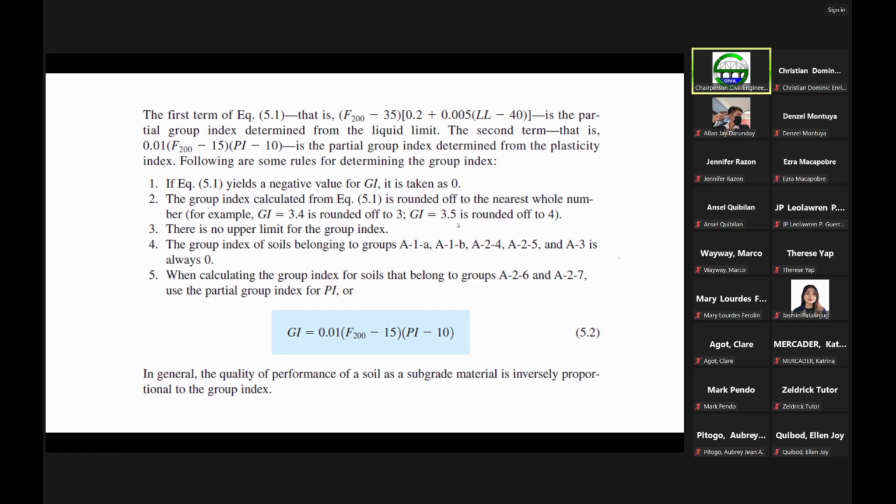But if GI is 3.5 and above, then we round it off to 4. Okay, for the GI value. Again, there is no upper limit for the group index. And then the group index of soils belonging to groups A-1, A-2, and A-3.